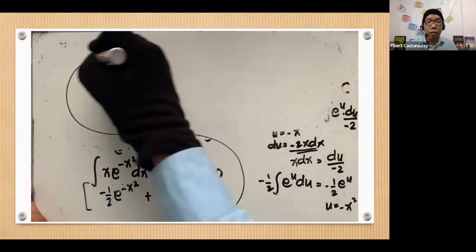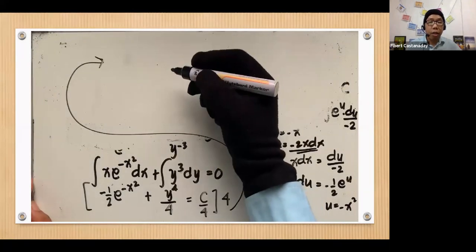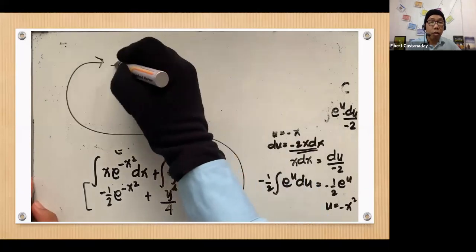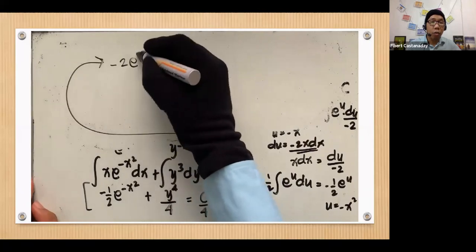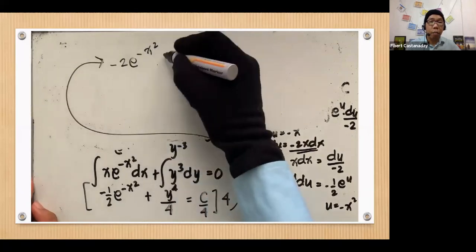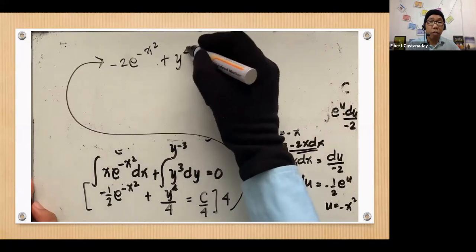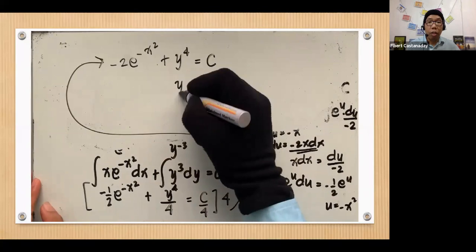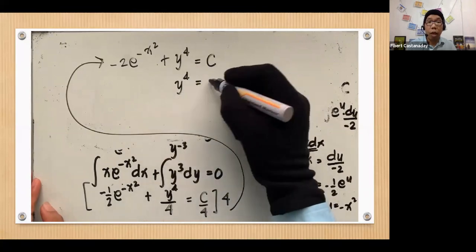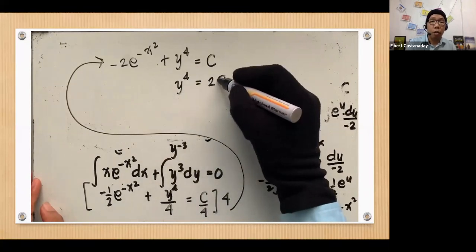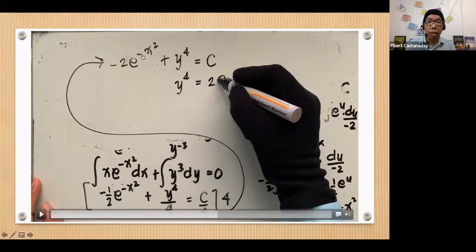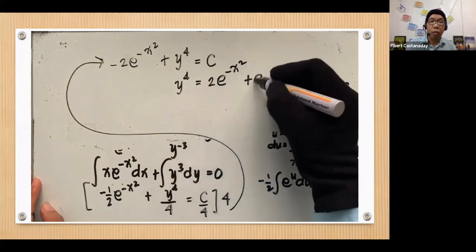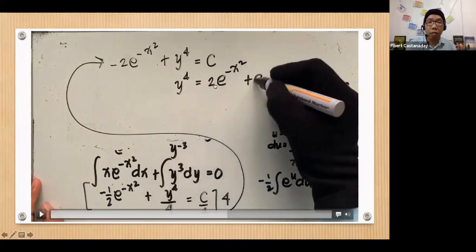So I have 4 times negative 1/2, or 4 divided by minus 2, is minus 2. e raised to minus x squared, plus the second term will become y raised to 4, equal to c. So we're able to simplify, or if you're asked to solve for y, we will transpose this term to the right-hand side. So it will give us positive 2 e raised to minus x squared. The negative became positive when we transposed.